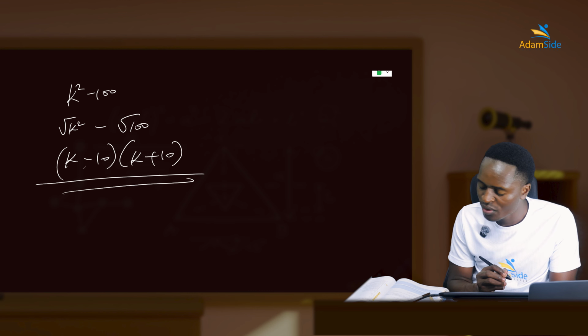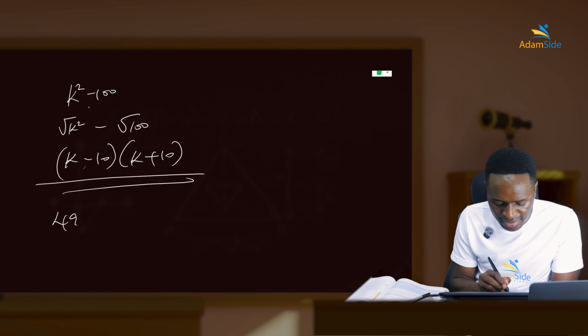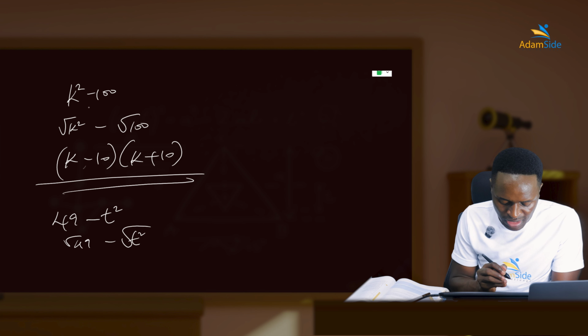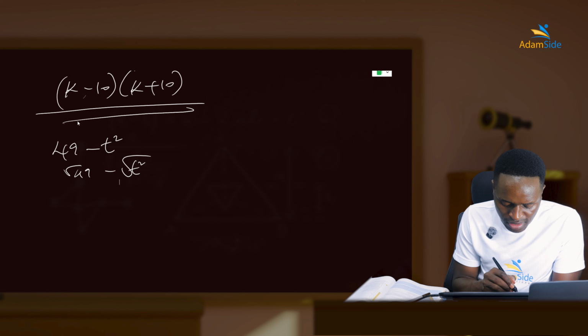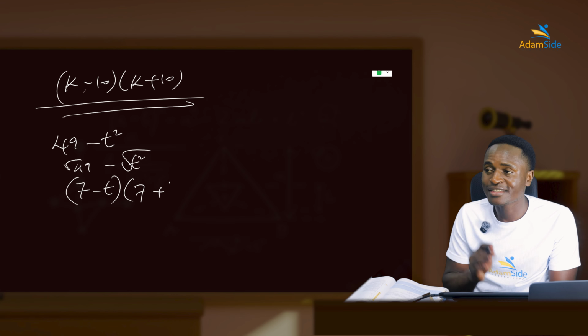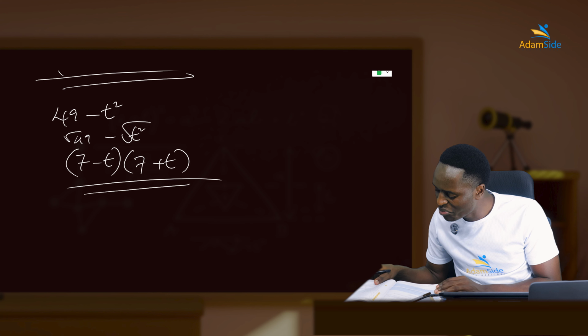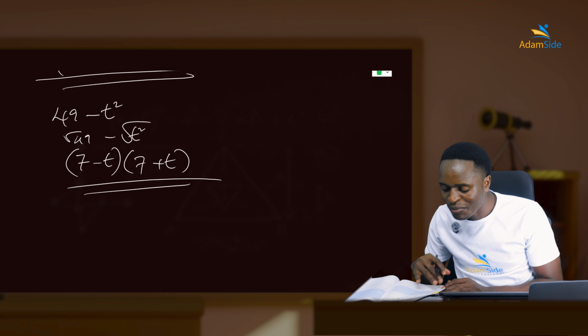When you have 49 minus t squared, and then you factorize, you end up with 7 minus t, 7 plus t, and you end up getting the answer as simple as it is. Champion, please solve some of the questions.